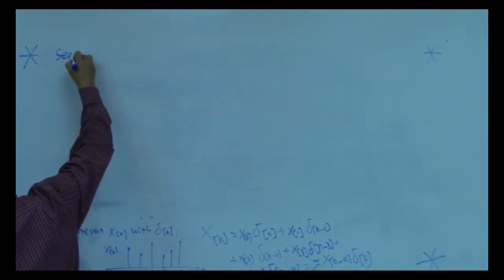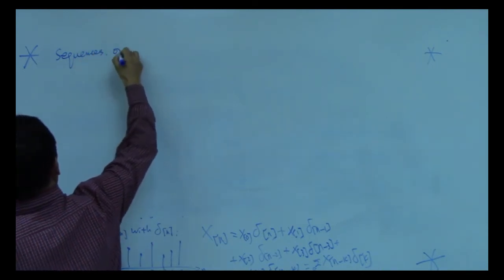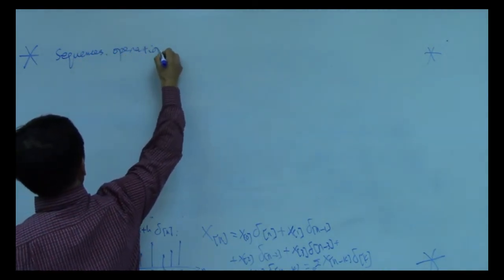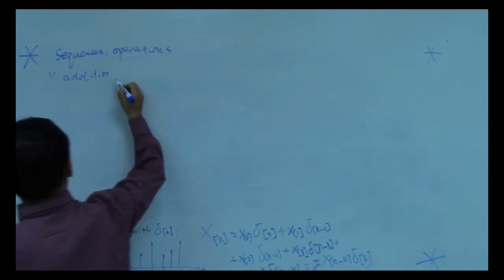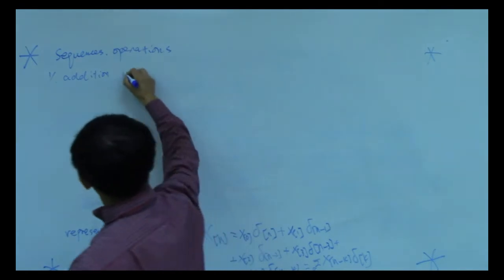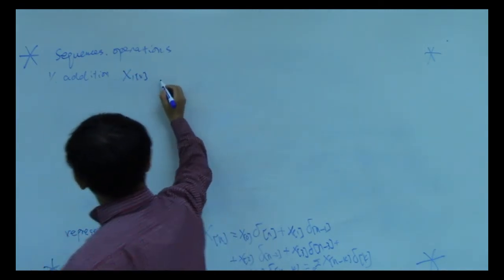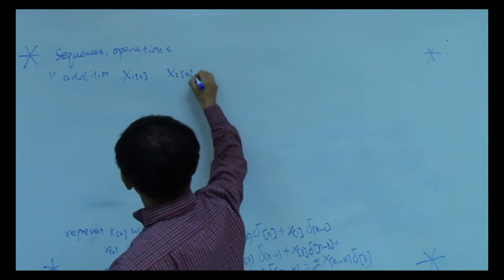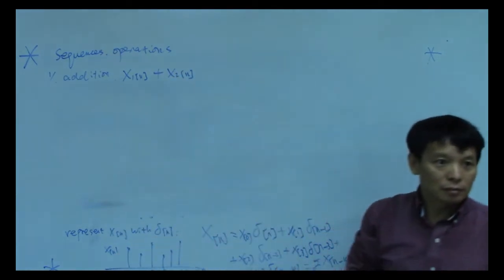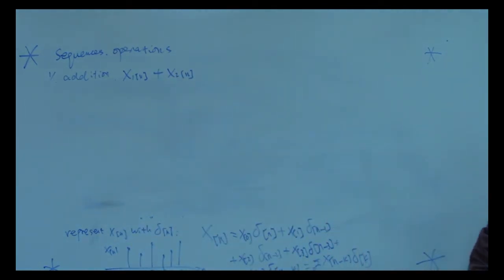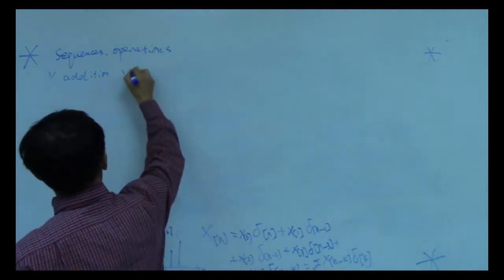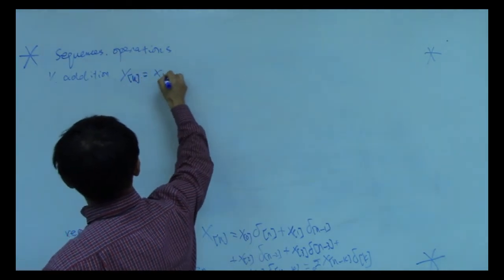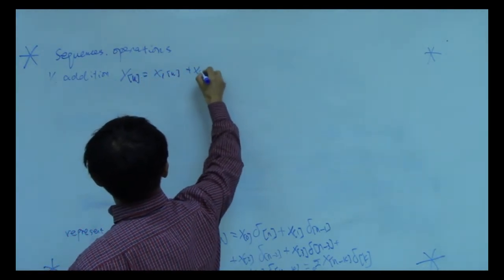Okay, next one we discuss sequence operation. The first one is called addition. That's very simple. If we are given two sequences, x1, and we are given another one, x2, then we just add them together, and so we have a new sequence which equals x1 n plus x2 n.